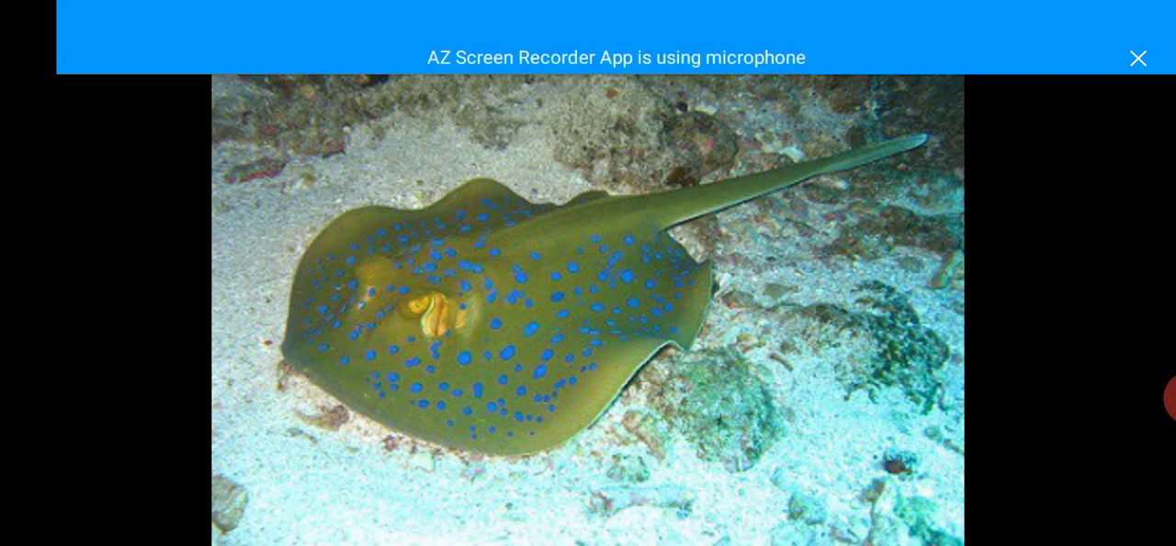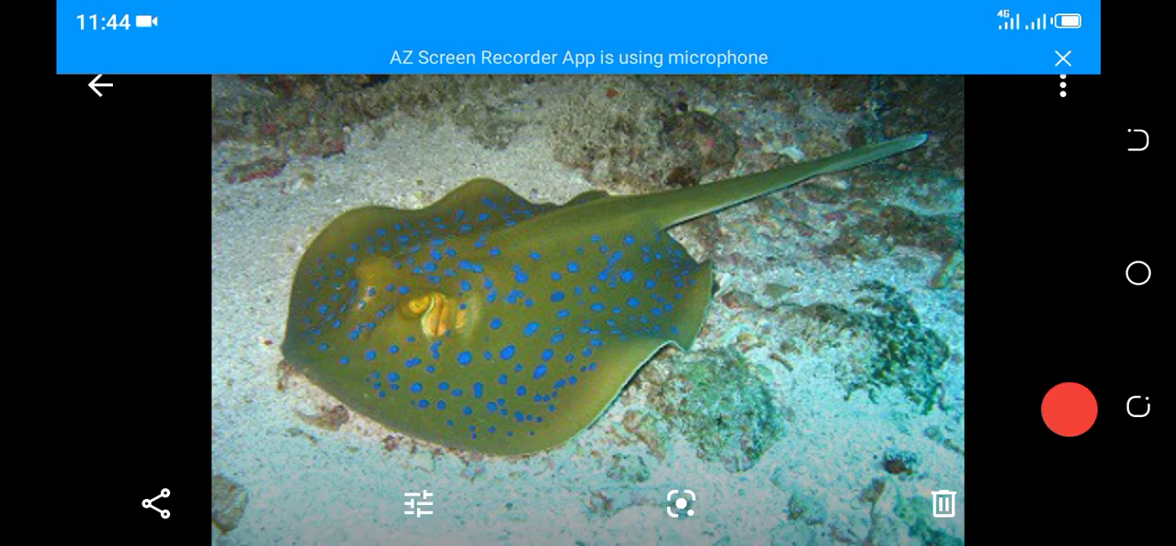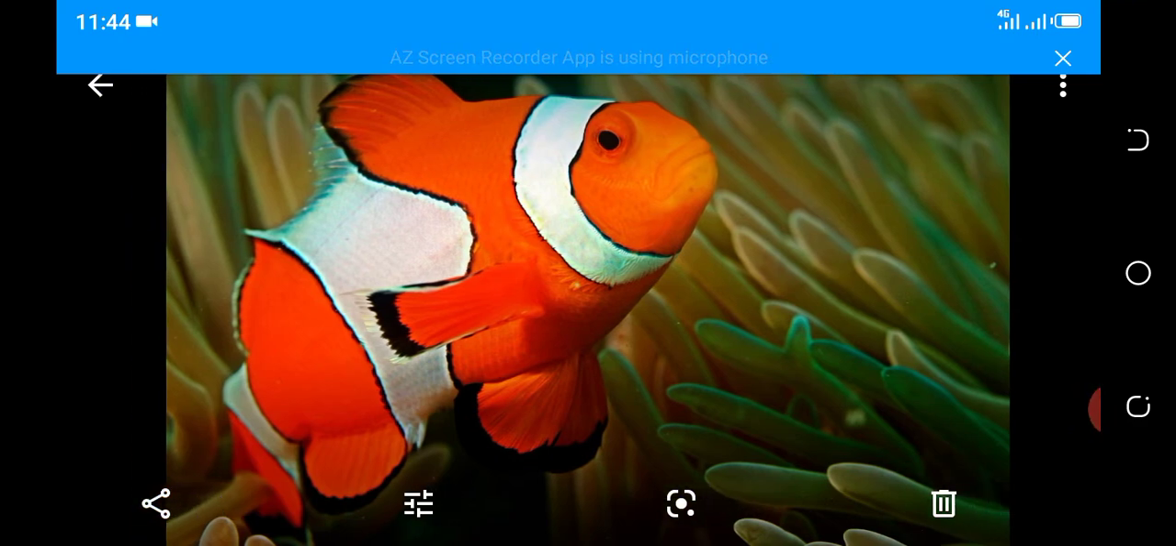Here we will find fish that live in oceans or in sea water, just like the ray. The ray fish live in oceans or sea water. Yeah, what a nice fish here. The clownfish also lives in sea water or ocean water.